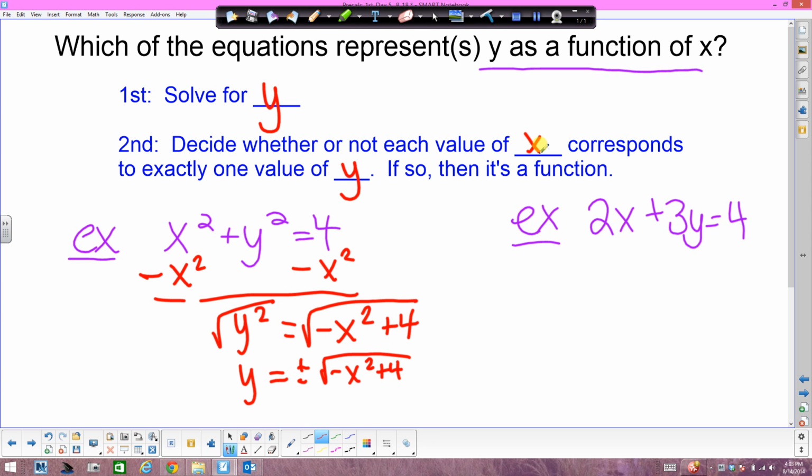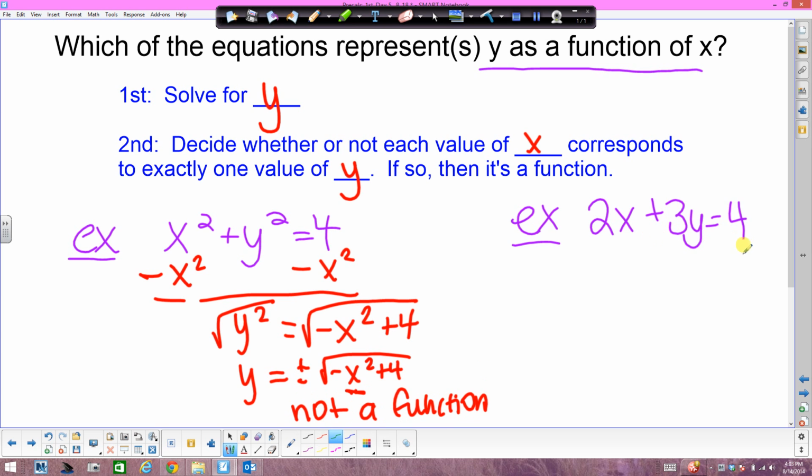Well, is every value of x going to give us exactly one value for y? Well, if you look, when I plug in a number for x right here, we're going to get a positive and negative, so that's two different outputs, so this is not a function, because we would get two different outputs because of the plus or minus.